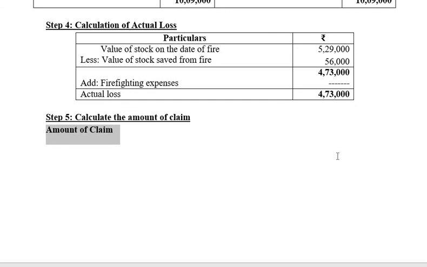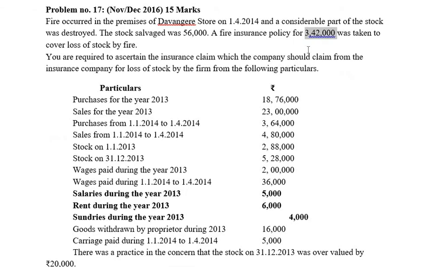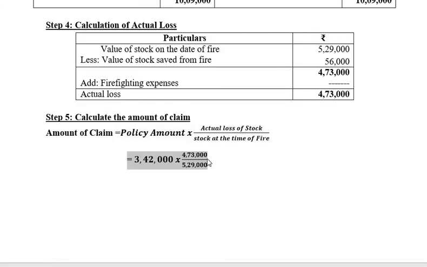Check. Amount of claim equals policy amount into actual loss of the stock divided by stock at the time of fire. How much is the policy amount in the problem? The policy amount is 3,42,000 rupees. Actual loss of the stock is 4,73,000. Stock at the time of fire is 5,29,000 rupees.